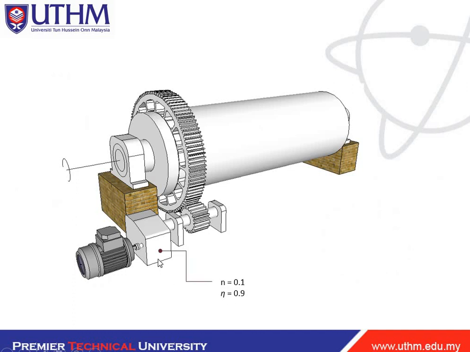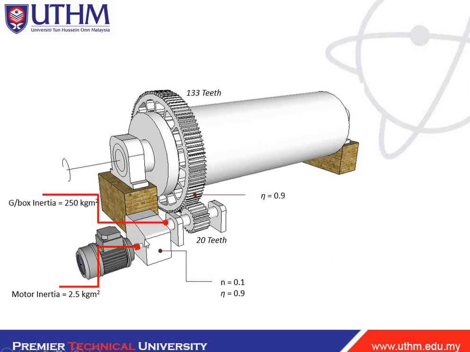The next specification given, the efficiency of the gearbox is 0.9. The efficiency of gear meshing for pinion A and gearing B is 0.9 also. Given the number of teeth for pinion A is 20 and the gearing is 133, the ratio of pinion A and gearing B is 20 divided by 133. Motor inertia, of course there is a shaft inside the motor, is given as 2.5 kg meter squared. The next one is the gearbox inertia, because inside the gearbox there is a shaft. The gearbox could be 2-stage or 3-stage.